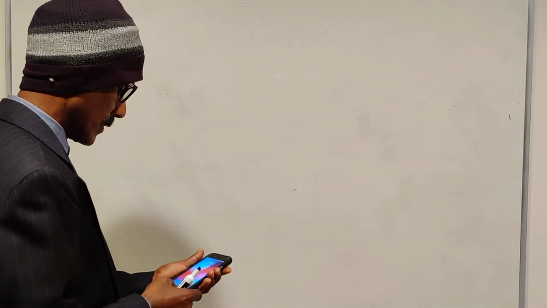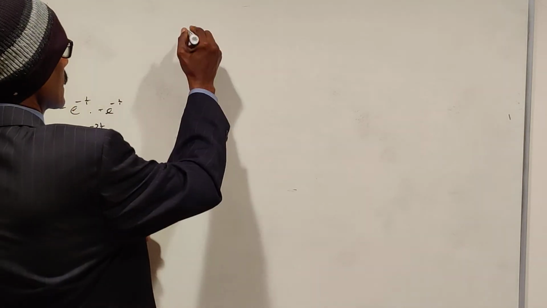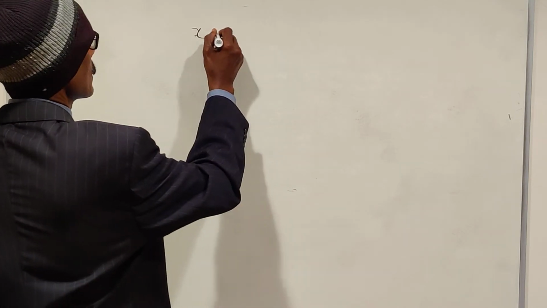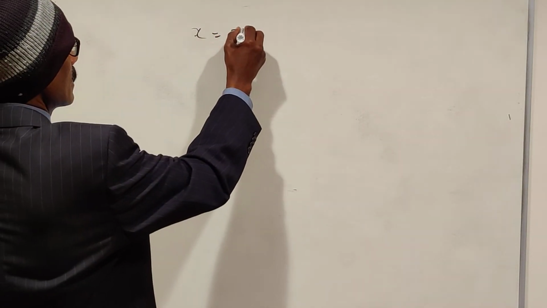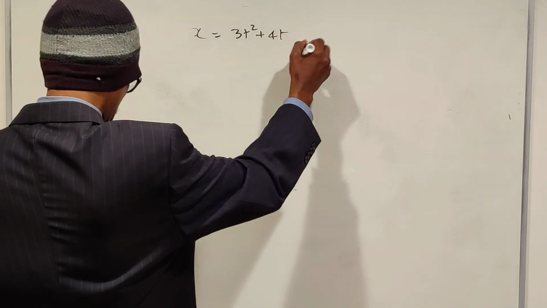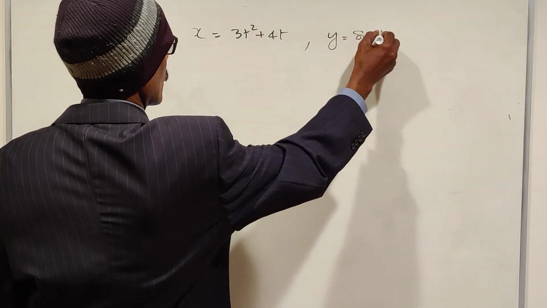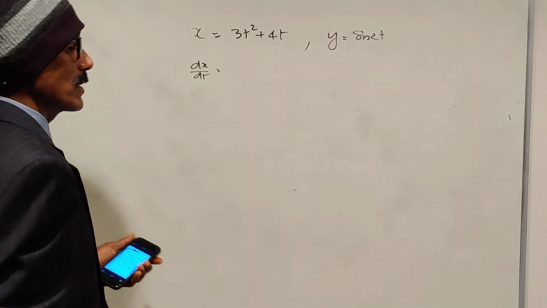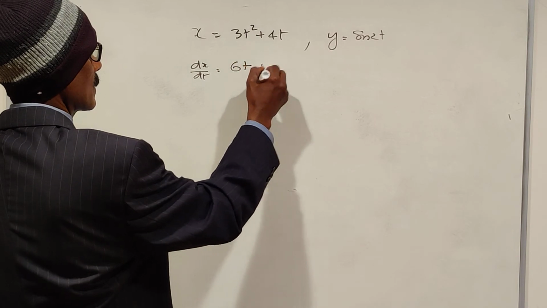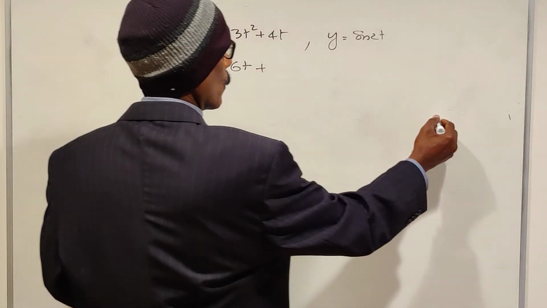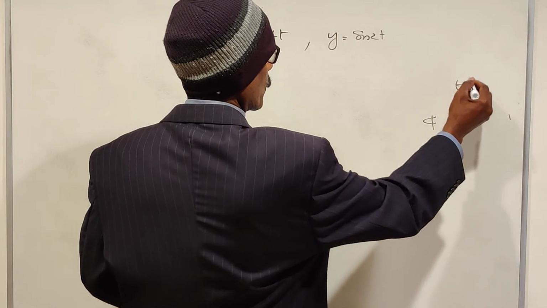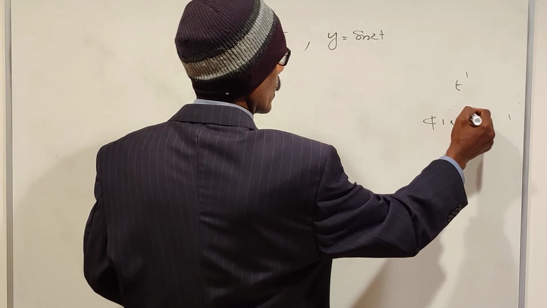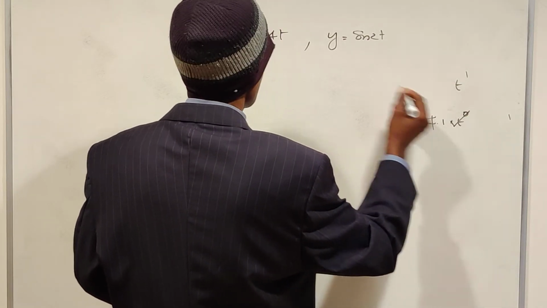Next one, fifth one, the last one. X is equal to 3t square plus 4t. Y is equal to sine 2t. Dx by dt equals, what is the derivative of 3t square? 6t. Okay, plus what is the derivative of 4t? 4t means, what is the power of t? T raised to 1. 1 into t raised to 1 minus 1, 0. This one is 1. Okay, 4 into 1 is 4.